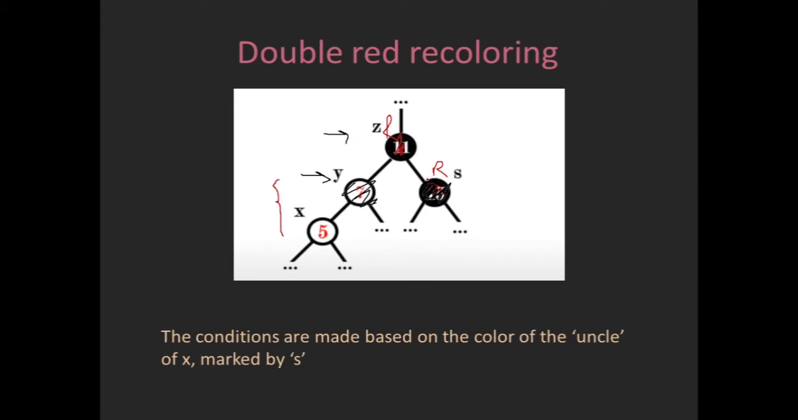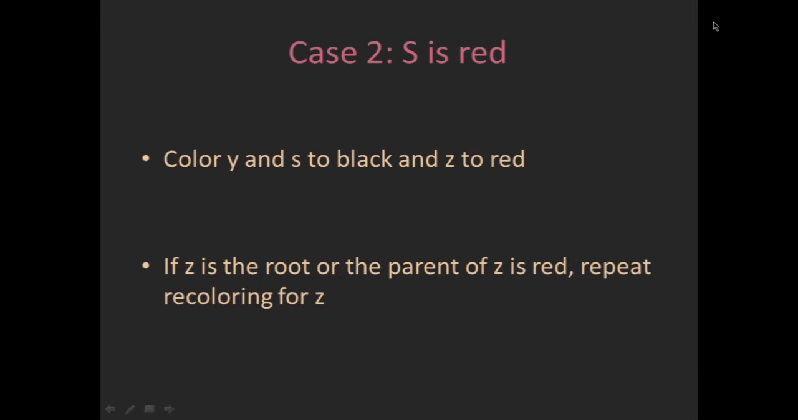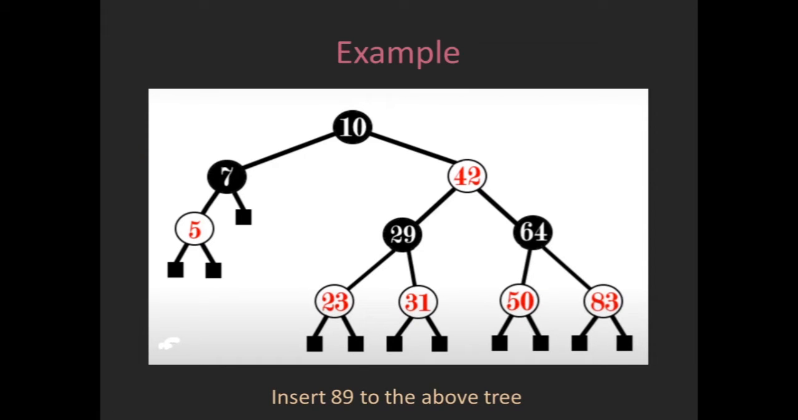And now we have to check about the parent of Z. Let's say the parent of Z was red. If the parent of Z was red, this is again a double red condition that we have reached. So now we have to fix that double red condition, repeating the entire algorithm once again, as if it were a double red like this case. So this would become X, and then it would become Y, and then Z, and then S, and we would repeat the entire thing over again. So now let us see with an example.